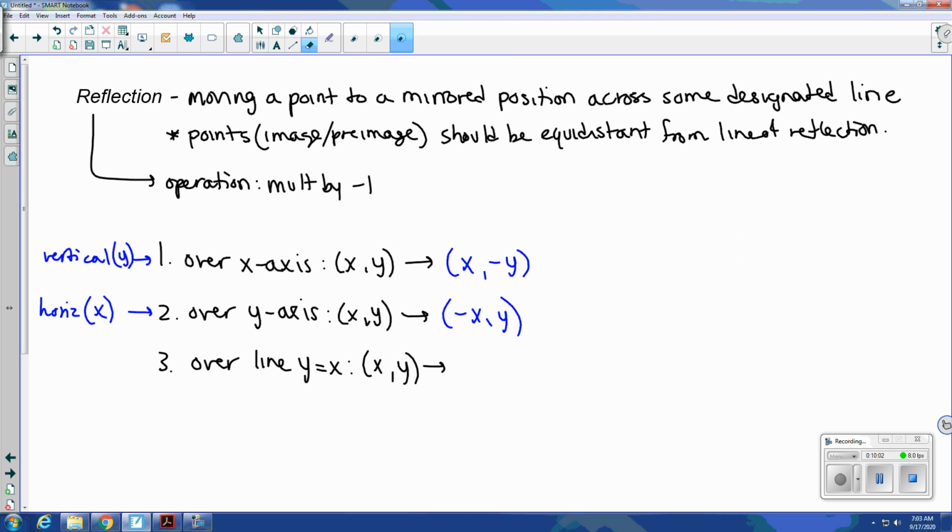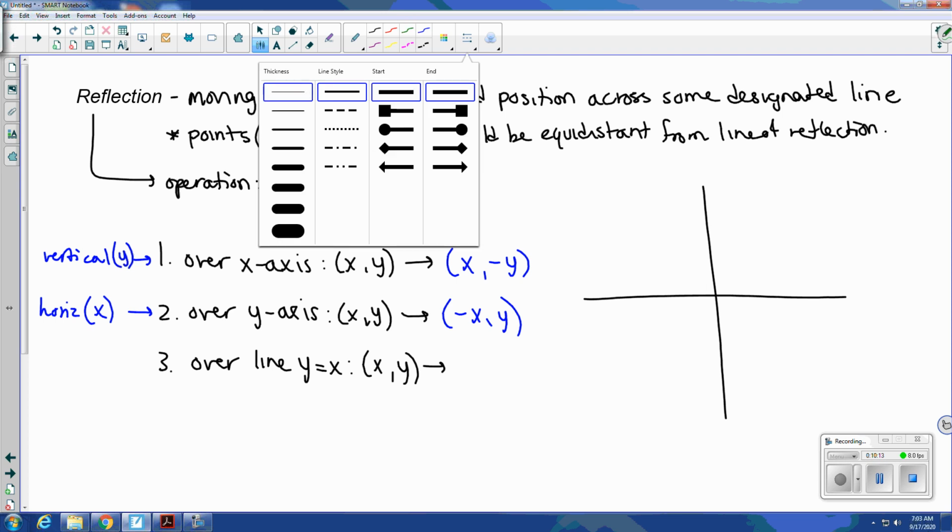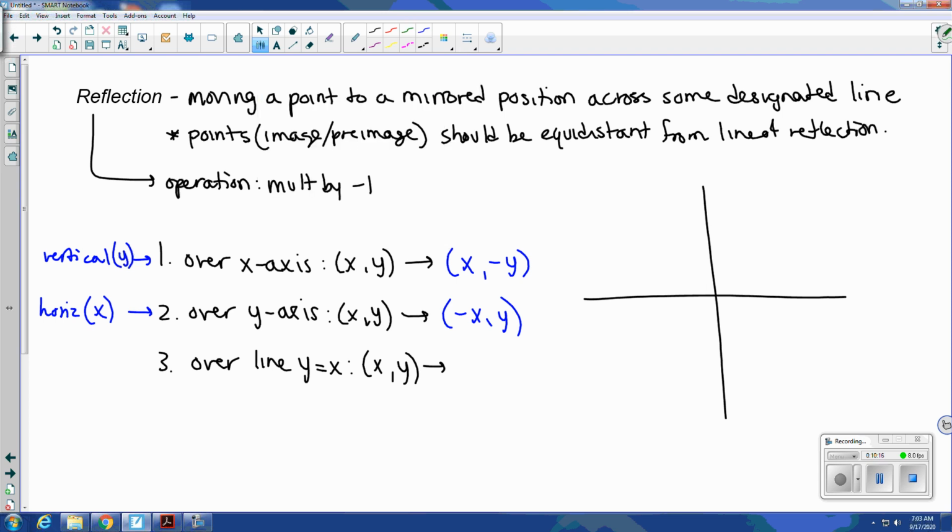So the last one is how do we flip over the line y equals x? So I'm going to draw the line y equals x. Hopefully from Algebra 1 you remember how to graph a linear function. So the line y equals x. This has, remember, our standard format for linear function. We can see that the slope in this case is 1. And b is equal to 0. So it has a y-intercept of 0 and a slope of 1. So it will look something like this.